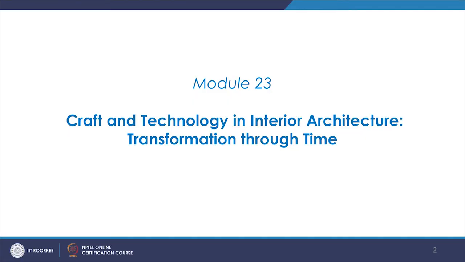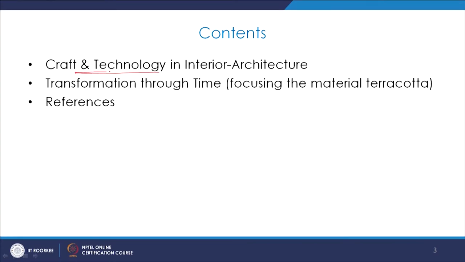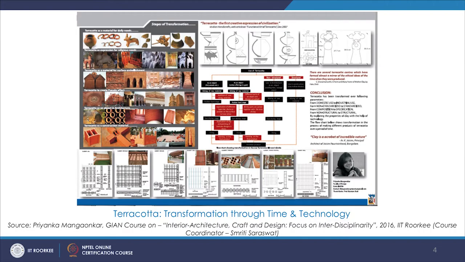Today we will discuss Module 23, Craft and Technology in Interior Architecture, Transformation Through Time. We'll be focusing mainly on the material terracotta. We have seen this panel in one or two of the previous lectures, and today we are going to discuss in detail this transformation. With her permission, I have taken the important findings from the research of architect Priyanka Mangaonkar from the Brick School of Architecture.